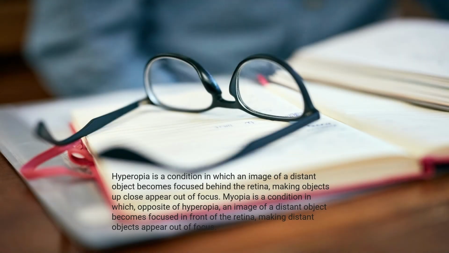Hyperopia is a condition in which an image of a distant object becomes focused behind the retina, making objects up close appear out of focus. Myopia is the opposite of hyperopia: an image of a distant object becomes focused in front of the retina, making distant objects appear out of focus.